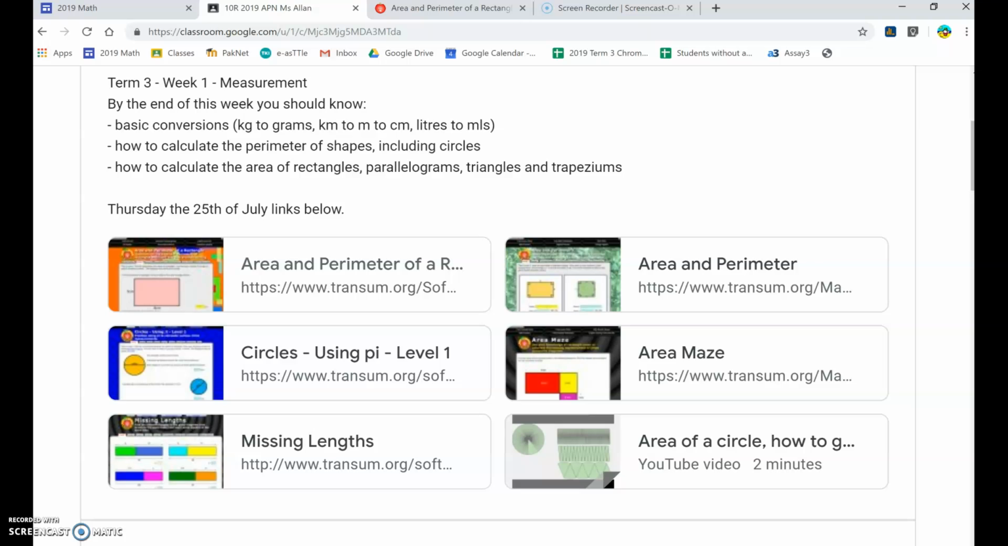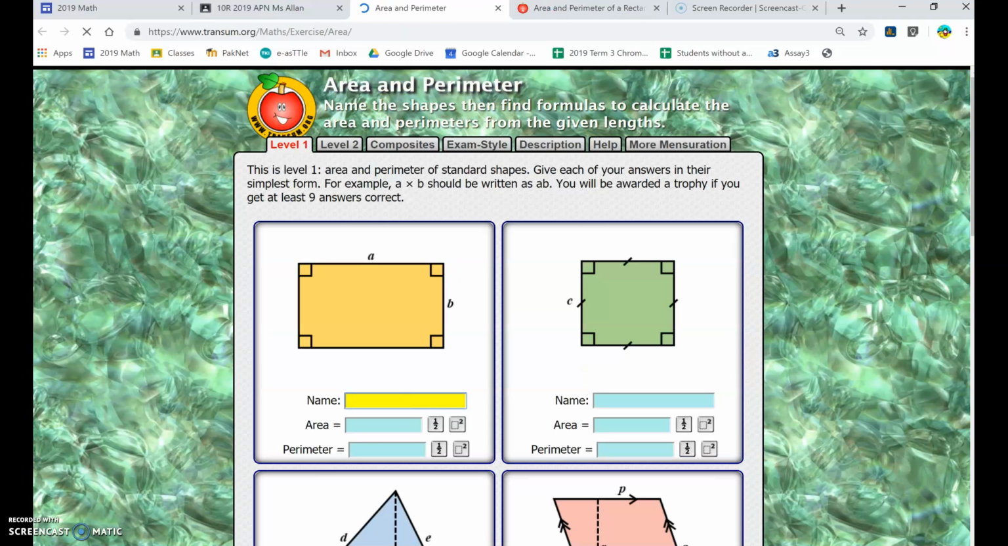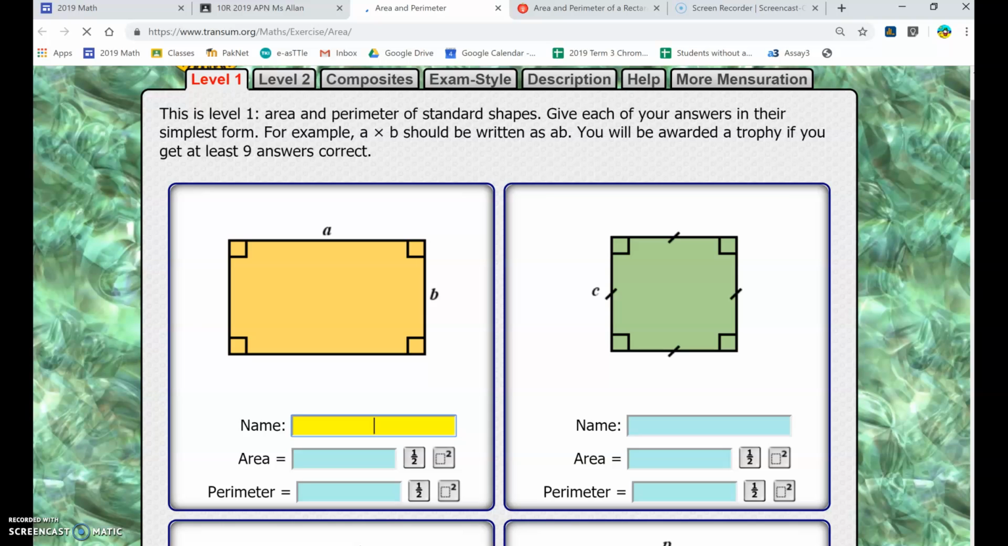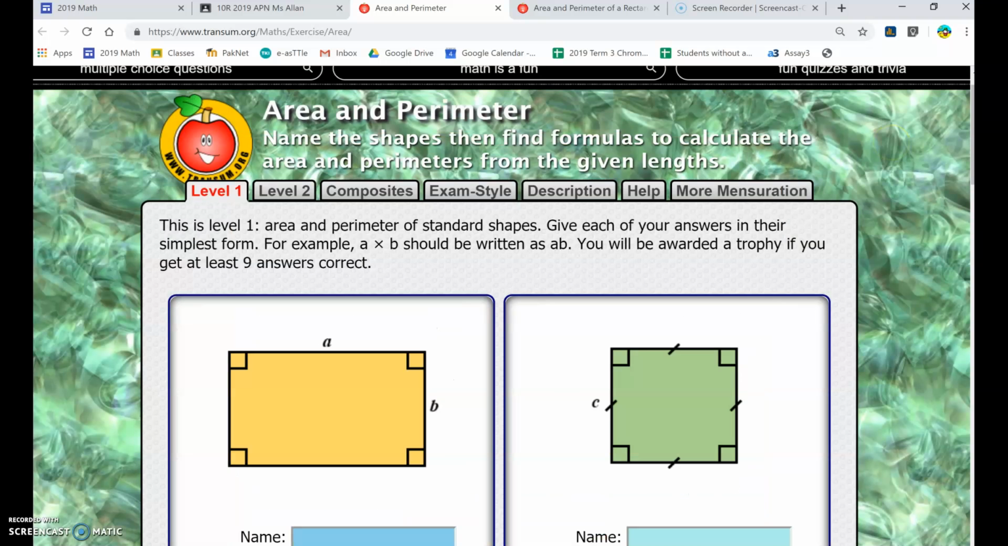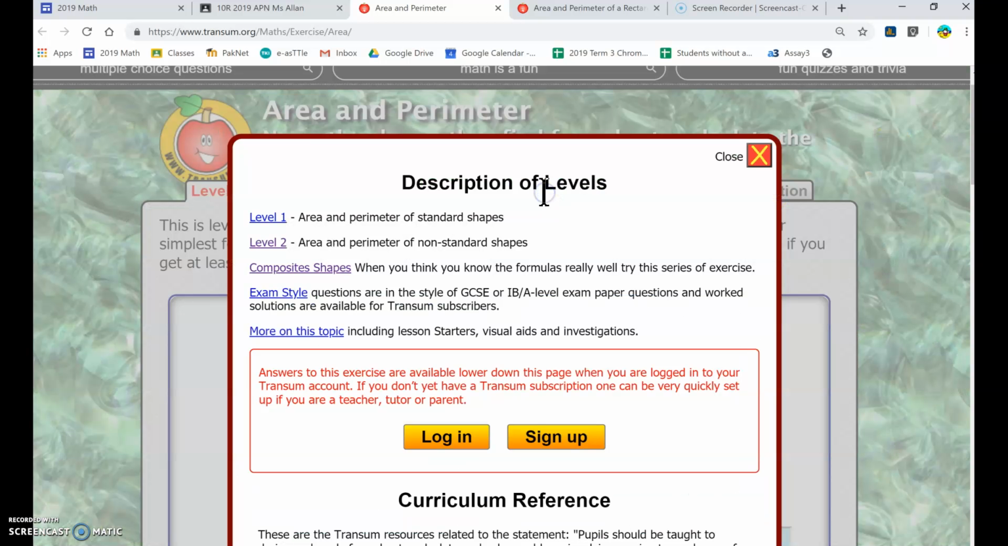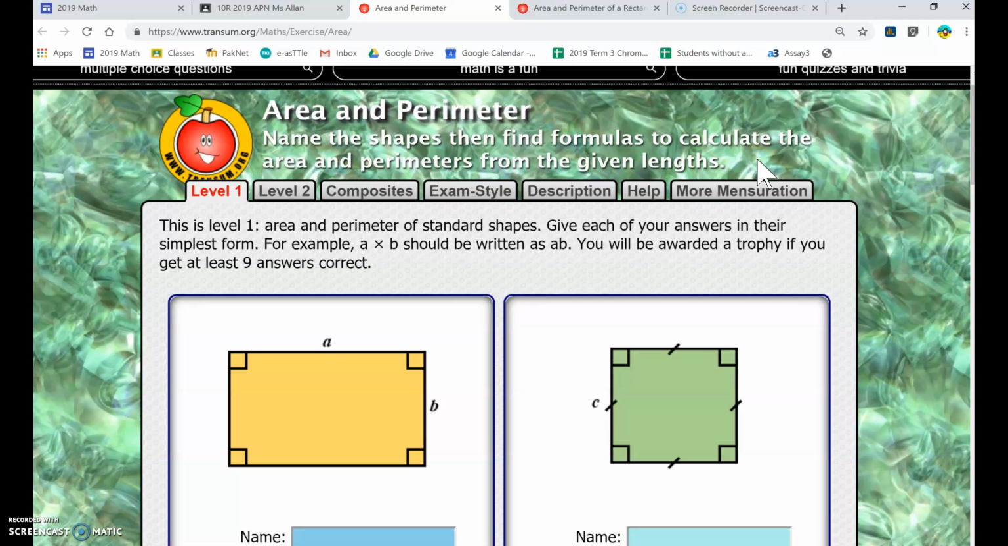Then the next one you're going to do is this one. All right, area and perimeter of standard shapes. Give each of your answers in their simplest form. For example, A times B should be written as AB. You'll be awarded a trophy if you get at least 9 correct. Now remember, you can always push help. All right, that's always handy.